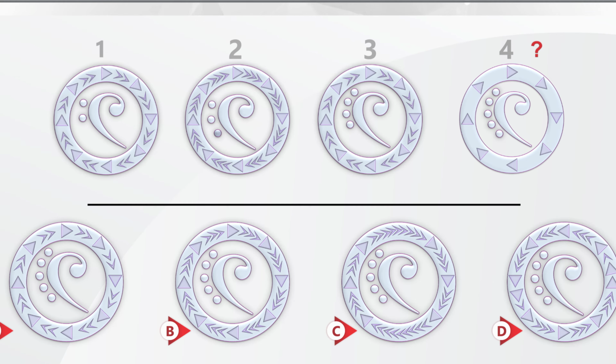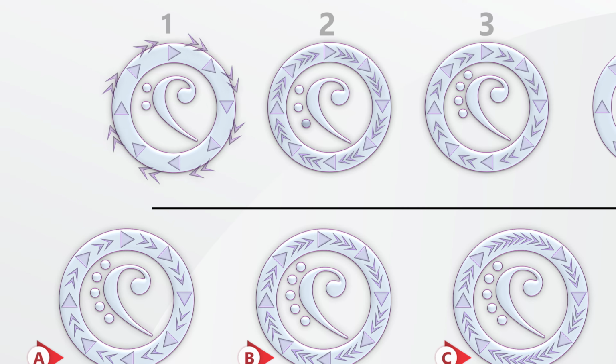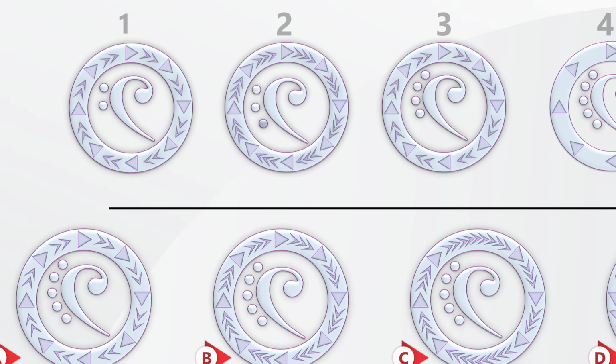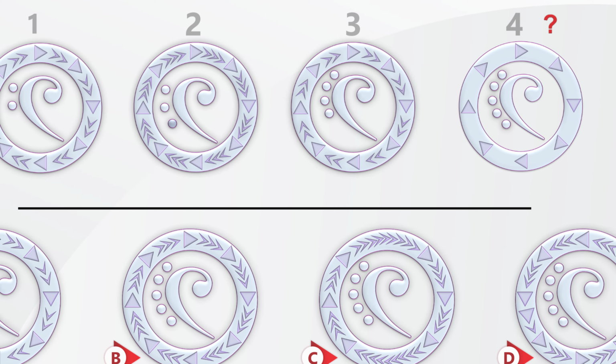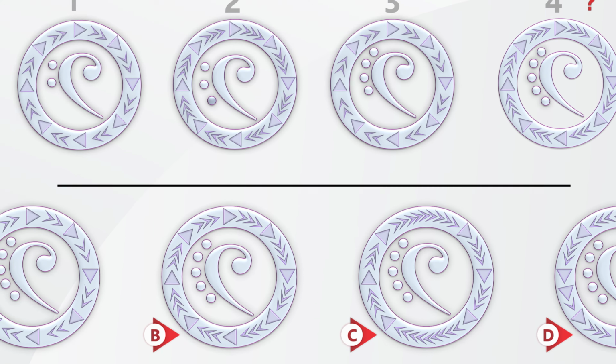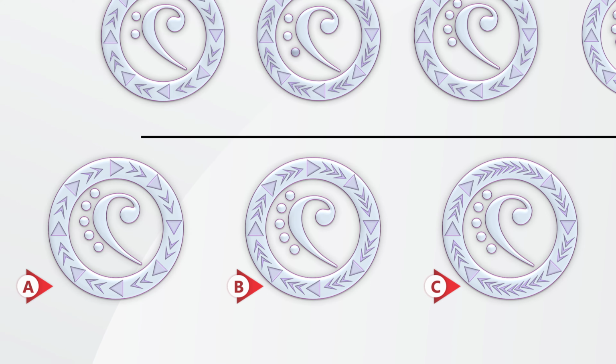If you look closely, number of checks alternates from 2 in item 1 to 3 in item 2, then back to 2 in item 3, and should probably be 3 in item number 4. This is why the correct answer is choice B, because it has 3 checks in between triangles.